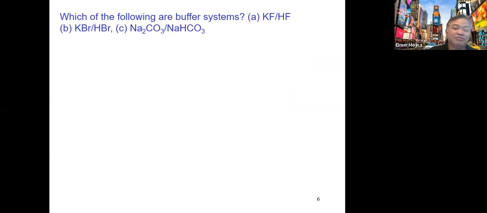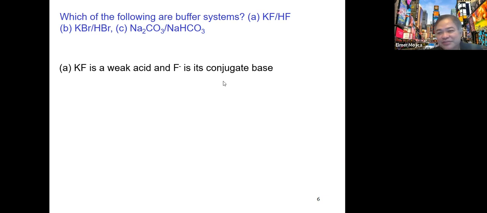Which of the following do you think are the buffer systems? So ito yung pwedeng mga tanong sa inyo. Is A a buffer system? Yes or no? Is A a buffer? You have to go back to the definition of a weak acid and a weak base. So what do you have there? You have HF as a weak acid, so it is a buffer.